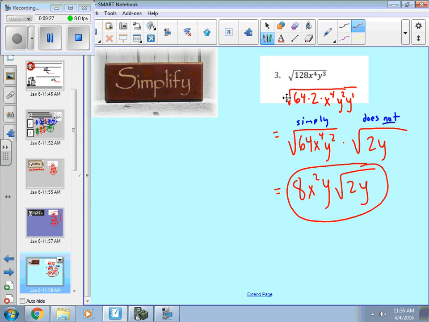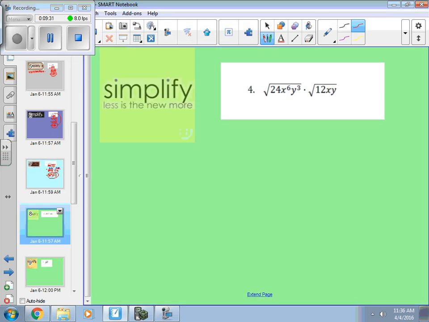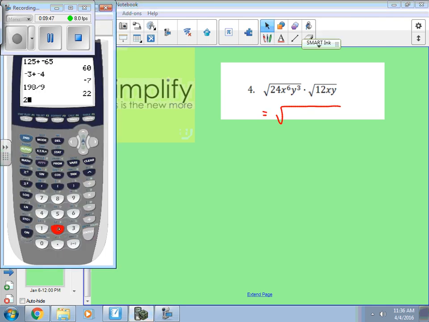So you want to try to separate the stuff that does simplify from the stuff that does not simplify. All right, number 4. Now this has 2 radicals being multiplied. We know from the property we could combine this into a single radical first. So let's do that. So if we take 24 times 12, that's 288.